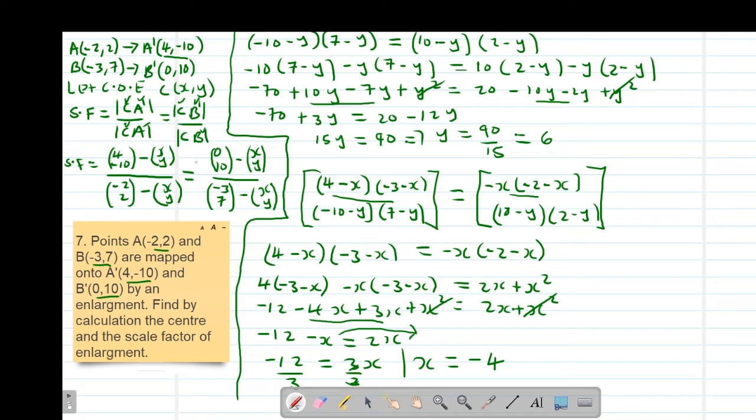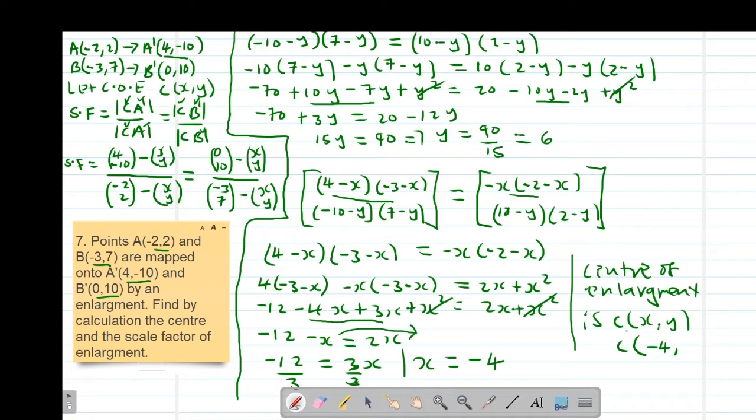So this one simply, remember the center was x, y. So this one simply means that the center of enlargement is, it was C, which was x comma y. So it means our center of enlargement will be x is negative 4. Then the value of y, we got it as positive 6. So that is our center of enlargement.